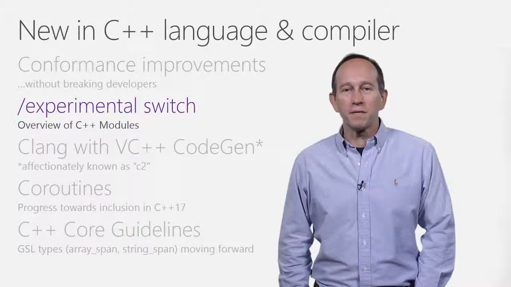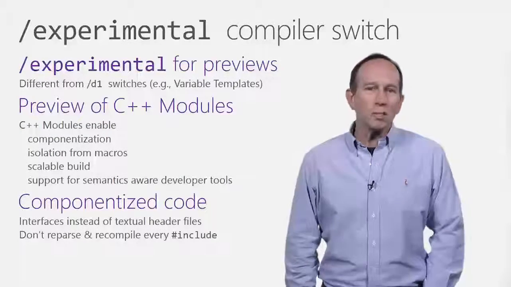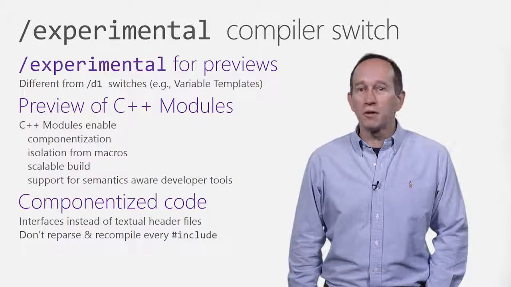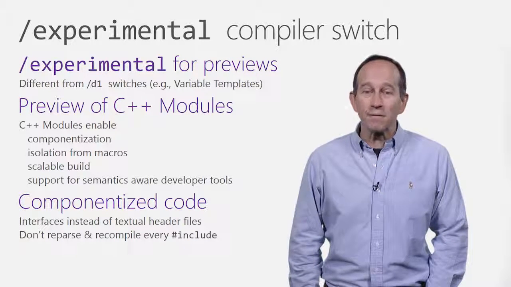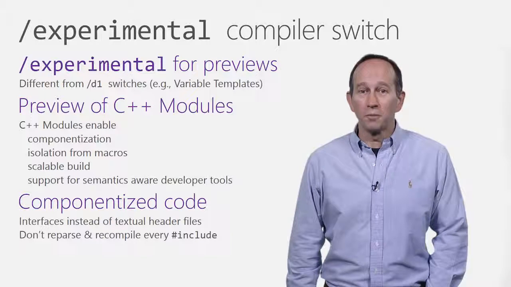So enough talk of bug fixes. Let's talk about new stuff, starting with the experimental switch. We've been shipping new and experimental features for years, but we know we can do a better job of letting you know when the feature you're using is a preview that isn't yet fully supported. That's where the experimental switch comes in to warn you.